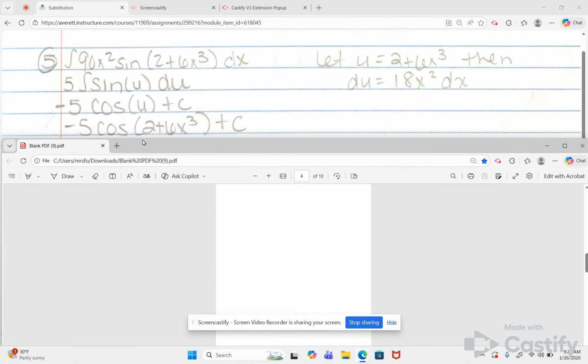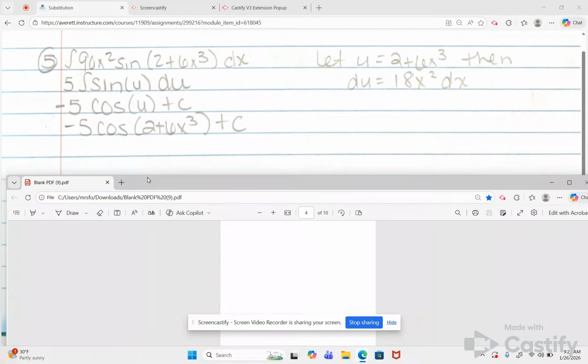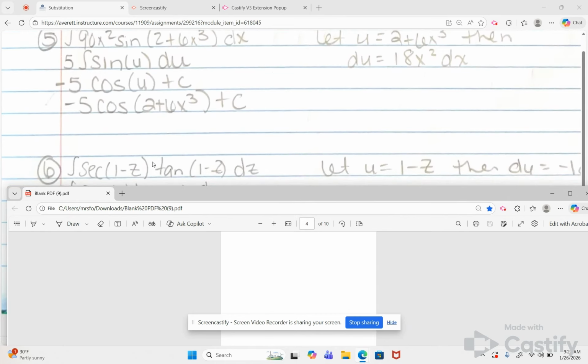So we're still doing this just like we have been. However, you have the trig functions. Okay, so now looking at number 6, we have secant. We're going to integrate the secant of 1 minus z multiplied by tangent 1 minus z.